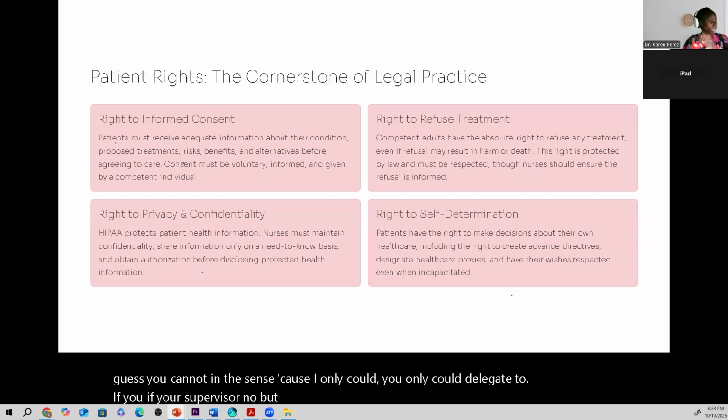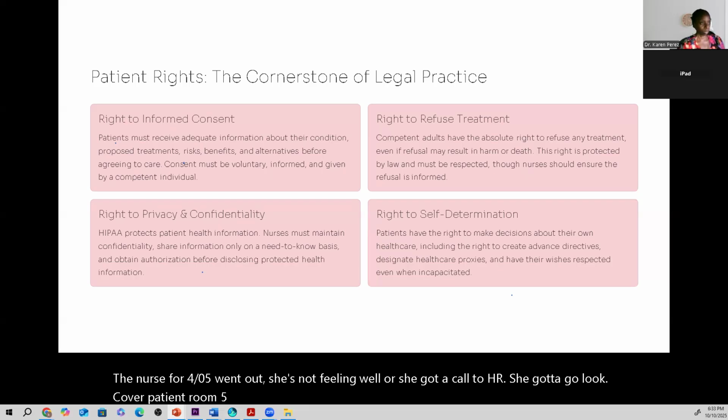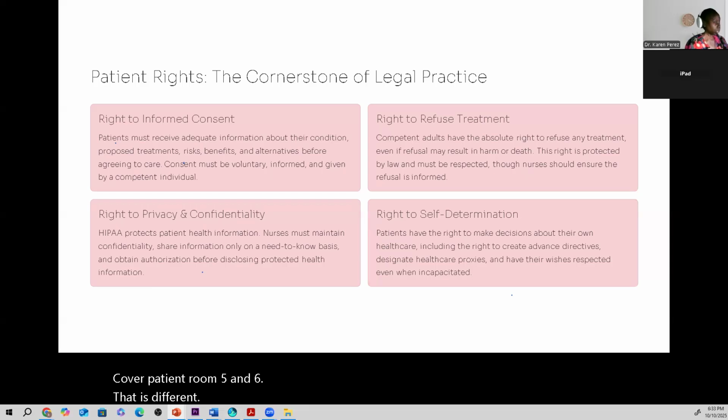But if your supervisor comes to you and says, Kareem, the nurse for 405 went out, she's not feeling well, or she got a call to HR and she has to go, look, cover patient rooms 5 and 6. That is different, because your supervisor delegated that to you to look after patients 4, 5, or 6.